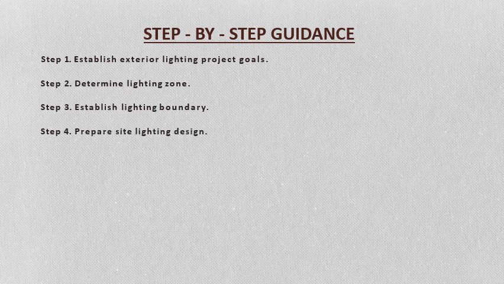Step 4. Prepare site lighting design. Prepare a site lighting plan based on the lighting zone designation and develop a luminaire schedule for the project, selecting luminaires that eliminate or minimize uplight and light trespass off-site. Step 5. Determine exemptions. These exemptions could be emergency lighting, government mandated roadway lighting.